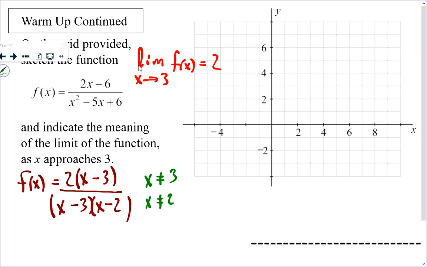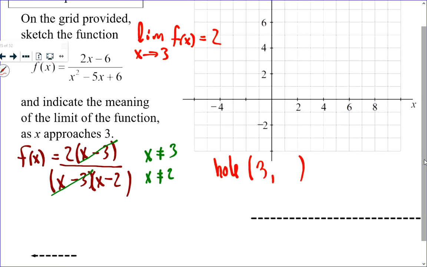Now, how those non-permissible values reveal themselves to us depends on the other factors in the expression. If you have factors that cancel, then the non-permissible value corresponds to a hole in the function. So we're going to have a hole at 3 comma something. If the non-permissible value is the result of a factor that does not cancel, x minus 2 does not cancel, then the non-permissible value is the location of a vertical asymptote.